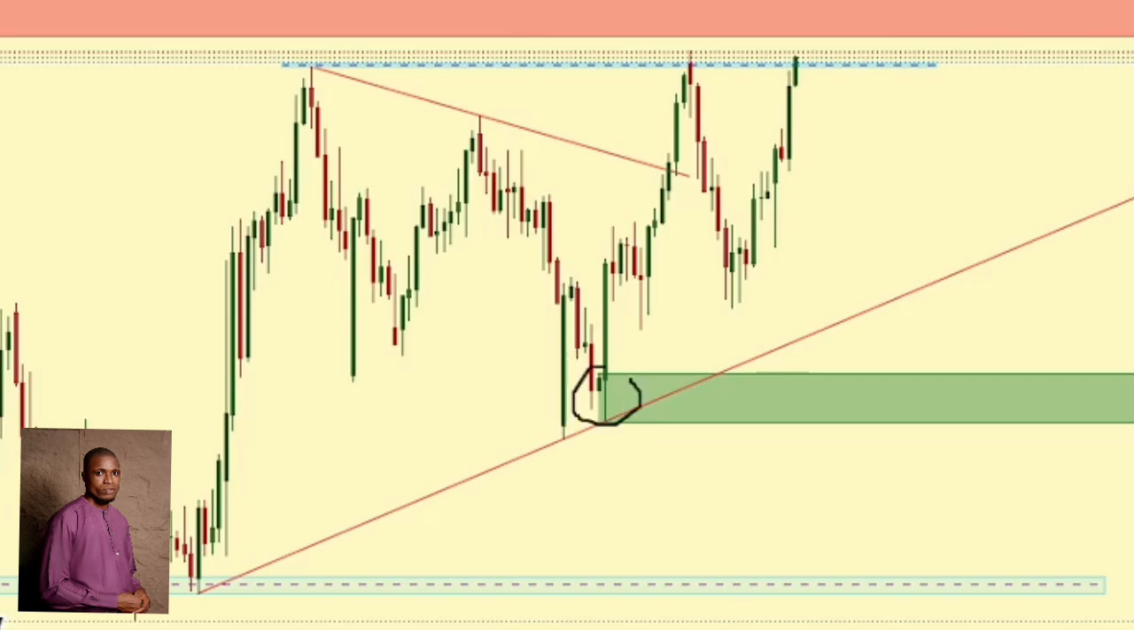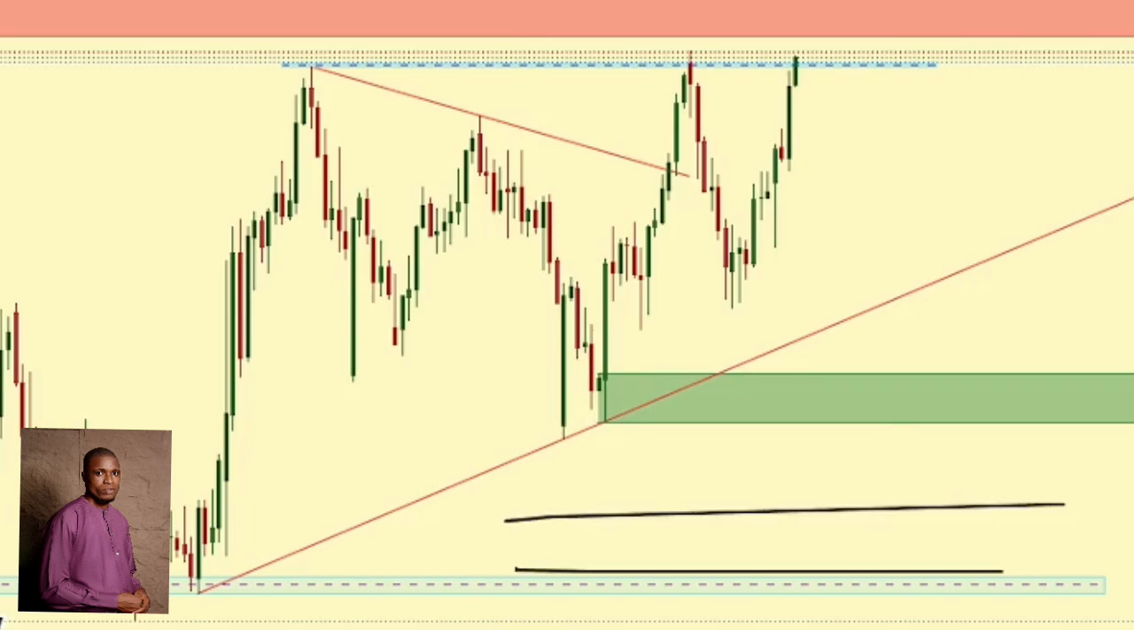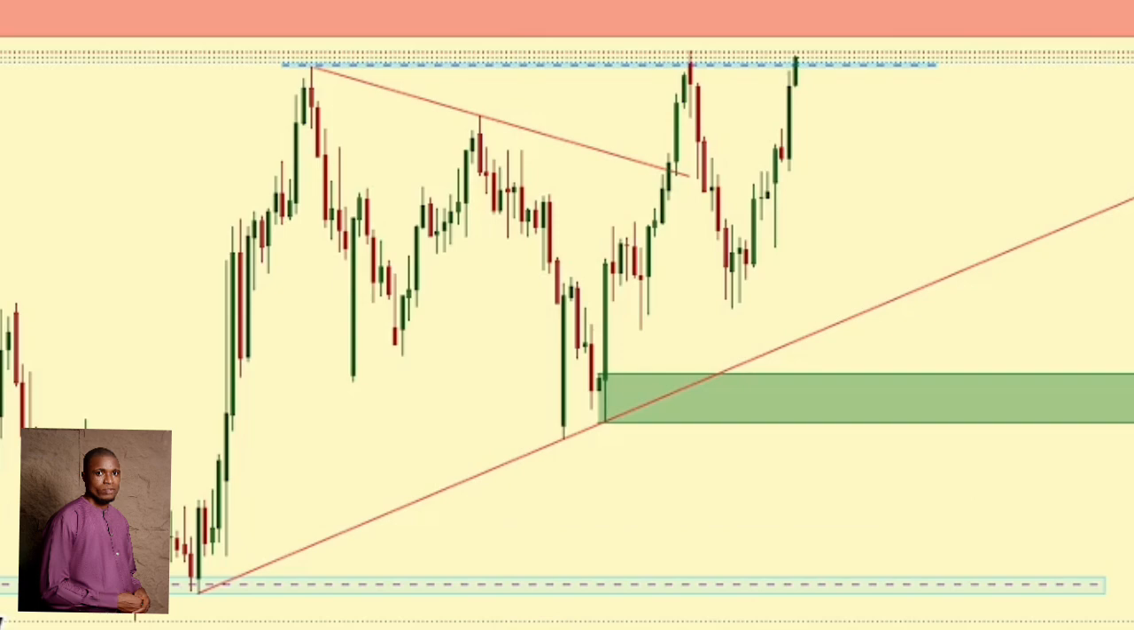This demand zone is sitting on top of a daily demand zone, and that daily demand zone is inside a liquidity pool. So what does that mean? It means that price will come back to the zone, react a little bit, then break it. That makes this demand zone a weaker zone.